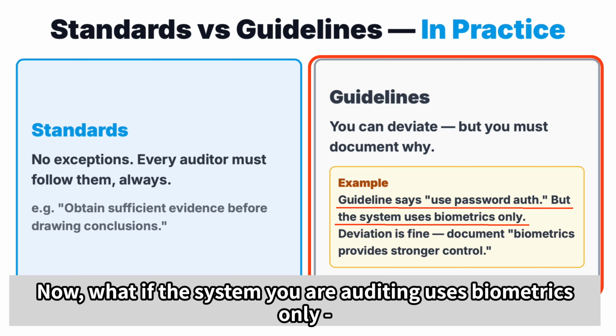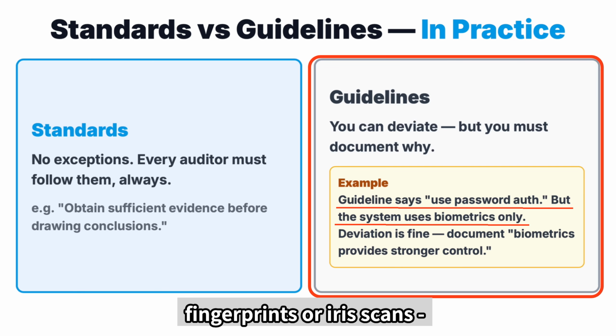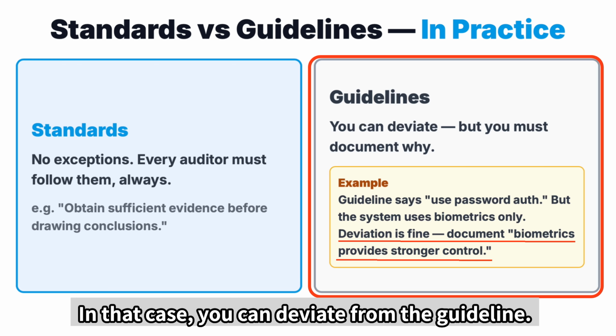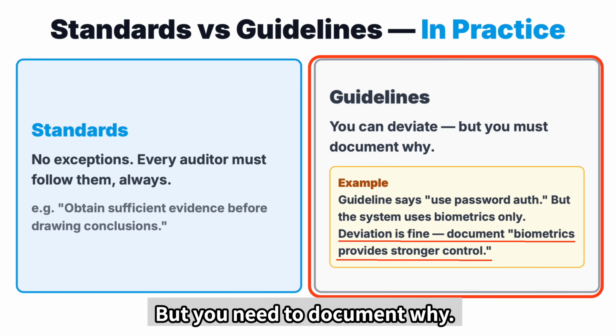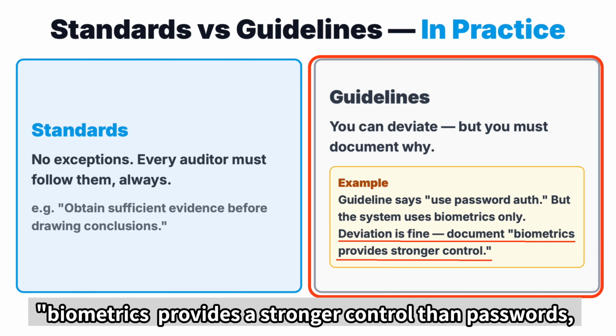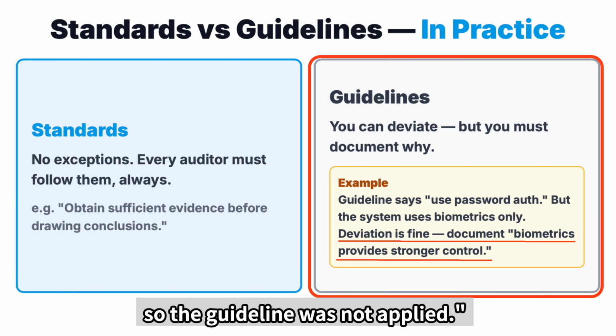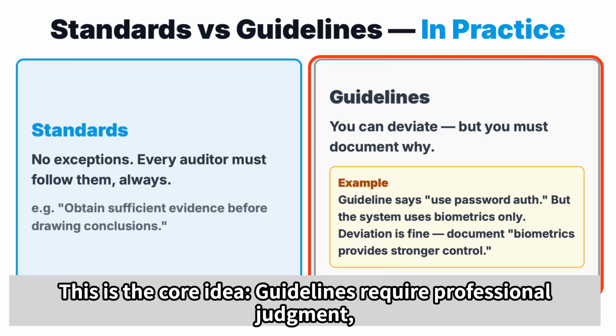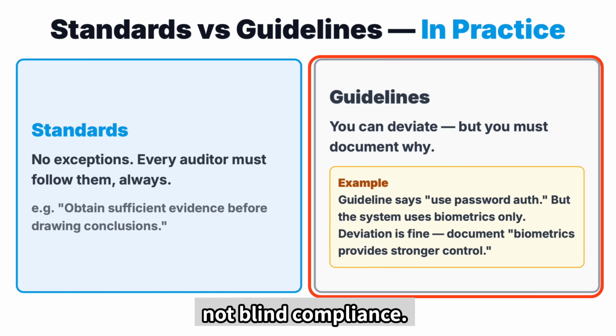Now, what if the system you are auditing uses biometrics only, fingerprints or iris scans, and there are no passwords at all? In that case, you can deviate from the guideline, but you need to document why. You'd write something like, biometrics provides a stronger control than passwords, so the guideline was not applied. That's it. That's acceptable. This is the core idea. Guidelines require professional judgment, not blind compliance.